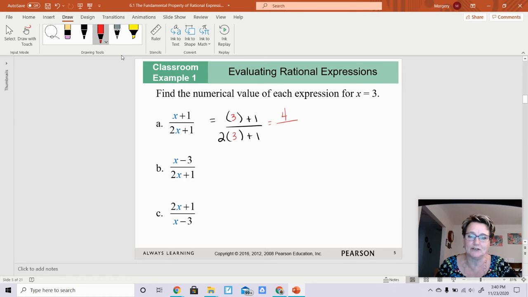In the denominator, 2 times 3 is 6. 6 plus 1 is 7. Now, I cannot reduce that fraction. That is it. Now, the next problem.